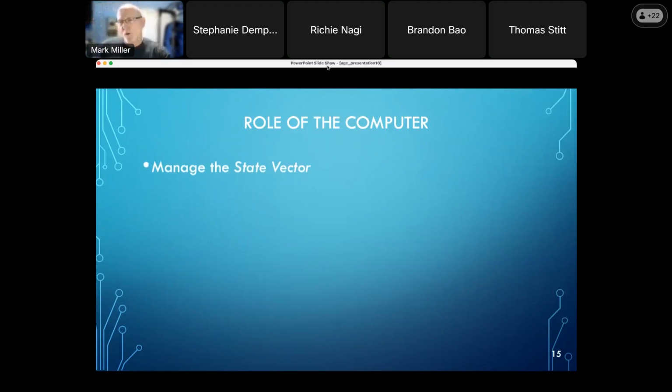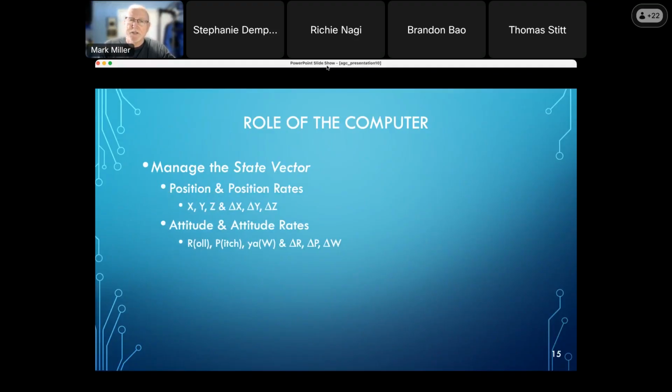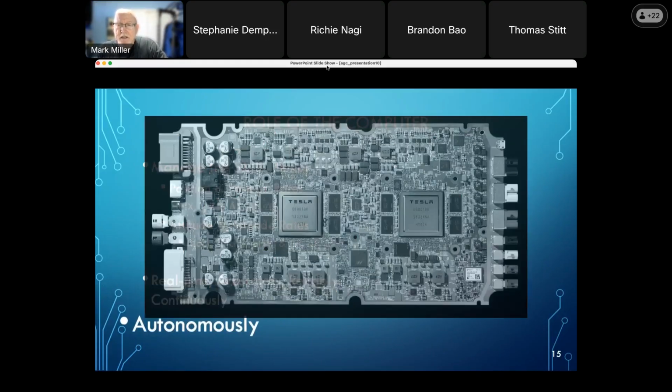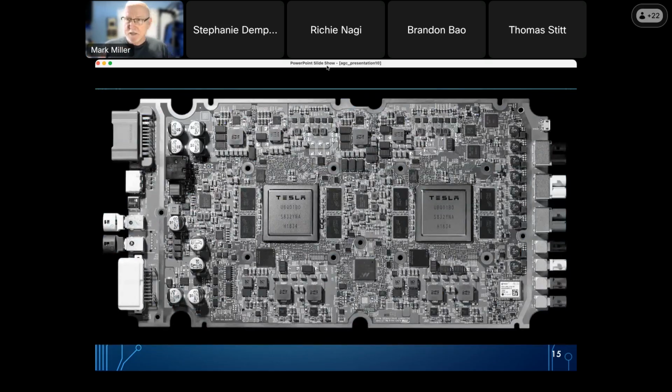So the whole role of the computer was to manage the state vector of the spacecraft. That's the position and position rates, attitude and attitude rates. And to do this in real time, accurately, reliably, and continuously. In addition, to do it autonomously. I want to focus on autonomous just briefly. Back in 2019, Tesla, dealing with the autonomous driving problem, decided the only way they were going to really lick that problem was to create their own processors. So in 2019, they created their own computers, doing their own silicon to do automated driving, which is a relatively simple problem. It's a 2D surface and speeds below 150 miles per hour.